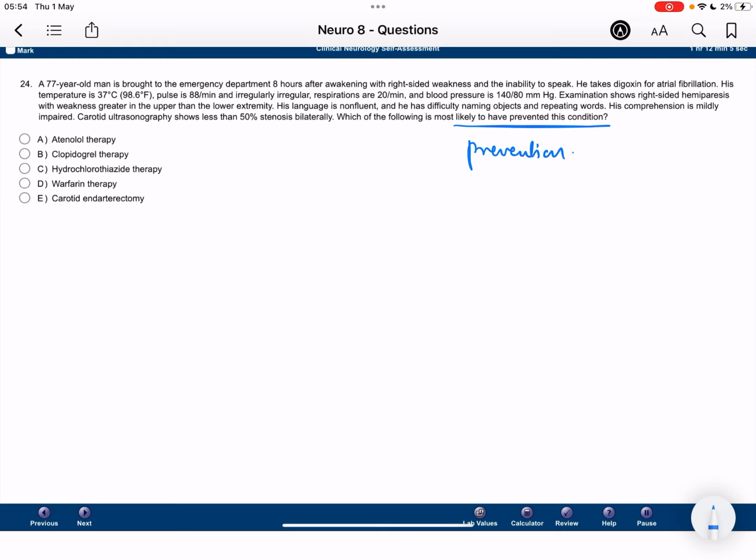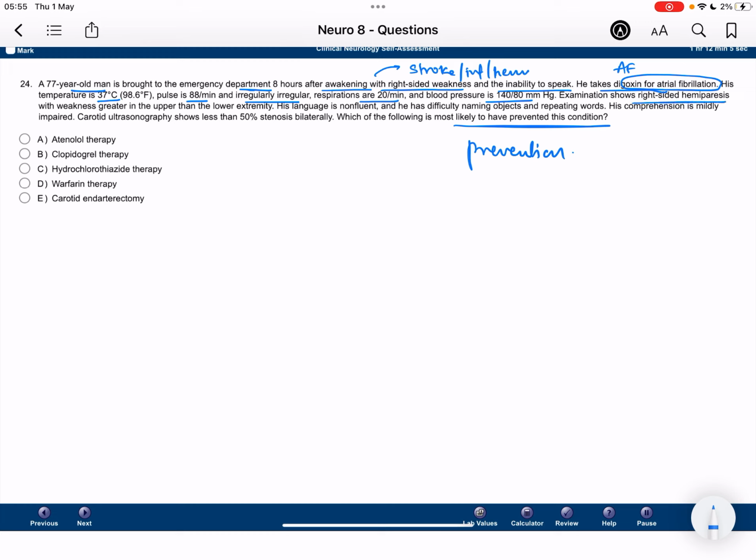A 77-year-old man is brought to the emergency department 8 hours after awakening with a right-sided weakness and inability to speak. So right-sided weakness and inability to speak after awakening, the one most important differential diagnosis is stroke or infarct or hemorrhage. He takes digoxin for atrial fibrillation. So atrial fibrillation is the risk factor he's talking about. His temperature is 37, pulse is 88, irregular, respirations are 20 and blood pressure is 140.